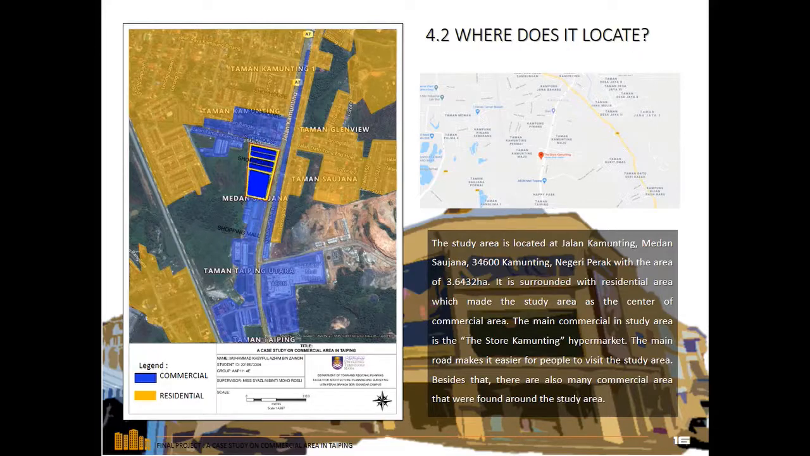The main commercial in the study area is the Kamunting hypermarket. The main road makes it easier for people to visit the study area. Besides that, there are also many commercial areas found around the study area. As you can see, the yellow color represents residential. This is why I said that the study area is surrounded by residential area and is also full of commercial area around it.